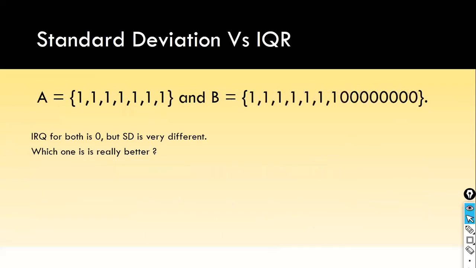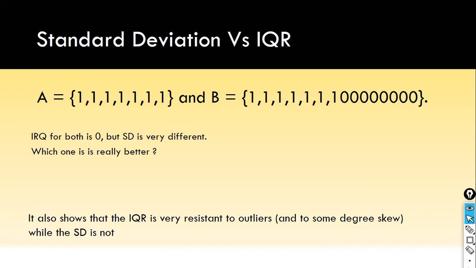Next one: what is the difference between standard deviation and IQR? Standard deviation is sensitive to outliers. IQR is not sensitive to outliers. Here we have two data sets. In case B, we have an outlier, a very big, extremely high value. But here almost all the values are the same. In both data sets, the IQR is 0, correct? What is the median value in this case?